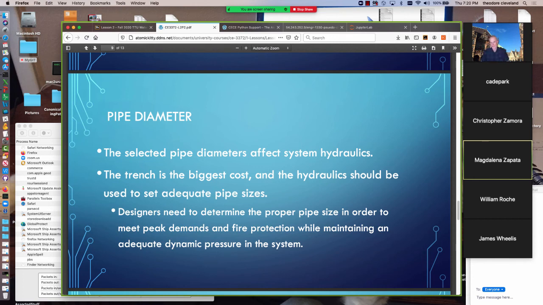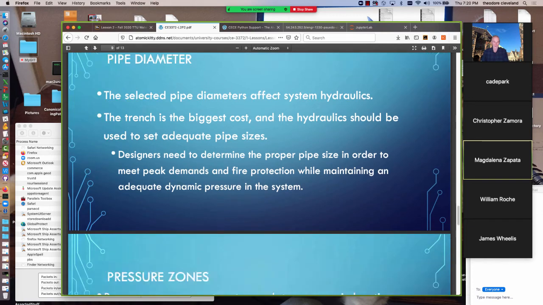The designers need to pick a proper size to meet the peak demands and fire protection while maintaining adequate pressure in the system. So we could do everything with huge diameter pipes, but to keep the pressures up, we're going to have to push a lot of water into those pipes, and that's going to cost money, both the money to pay for the raw water and the money for the pumping system to generate the energy to keep the pressure up. Whereas with a smaller diameter pipe, we don't have as much volume overall to deal with, so it can cost less to keep the pressures up. And in practice, there's a trade-off between the two. And that's what our modeling tools give us, is the ability to evaluate that trade-off.